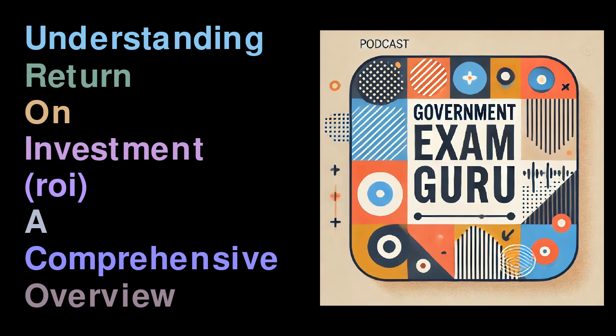Other variants of ROI. Marketing ROI assesses the effectiveness of advertising campaigns based on sales generated. Learning ROI evaluates the returns on training and education investments. Social media ROI measures the effectiveness of social media efforts in generating engagement.